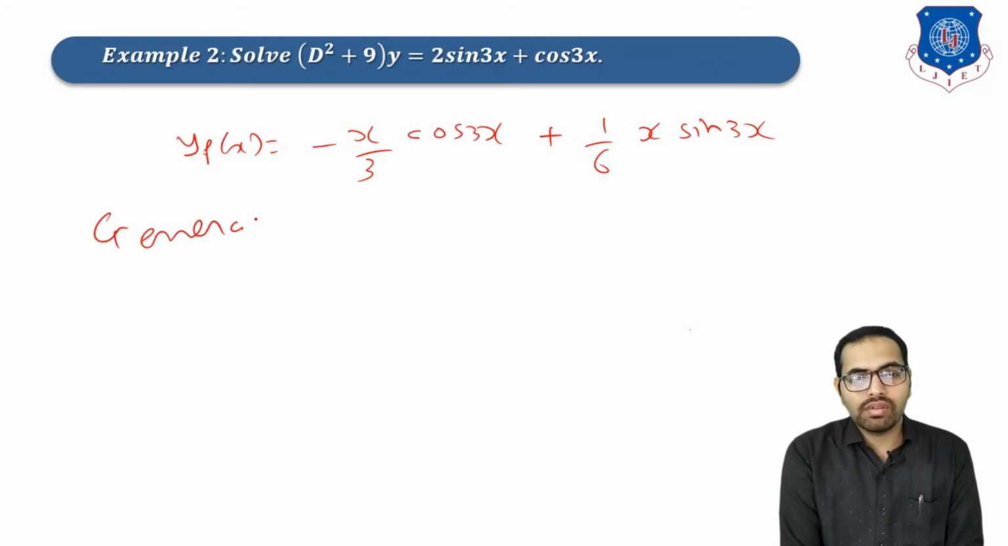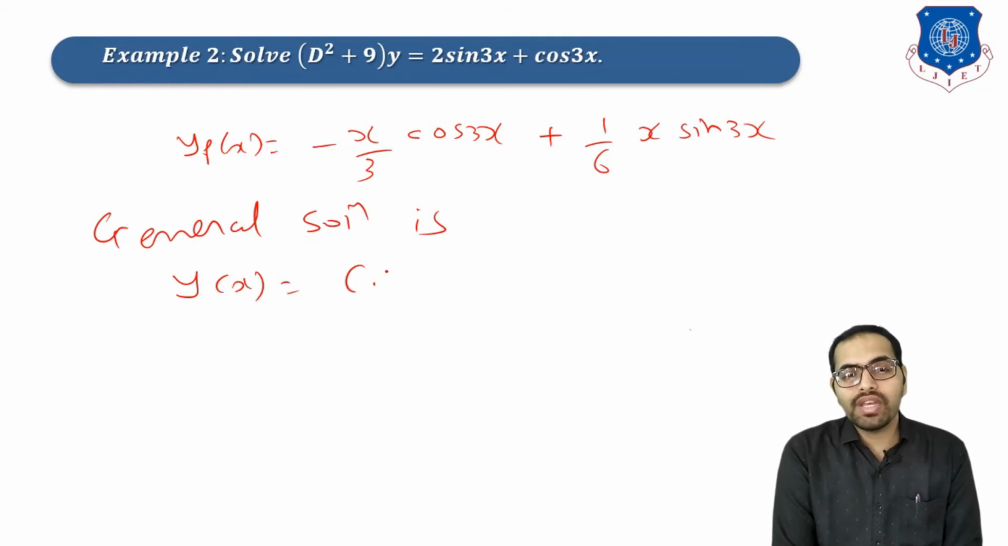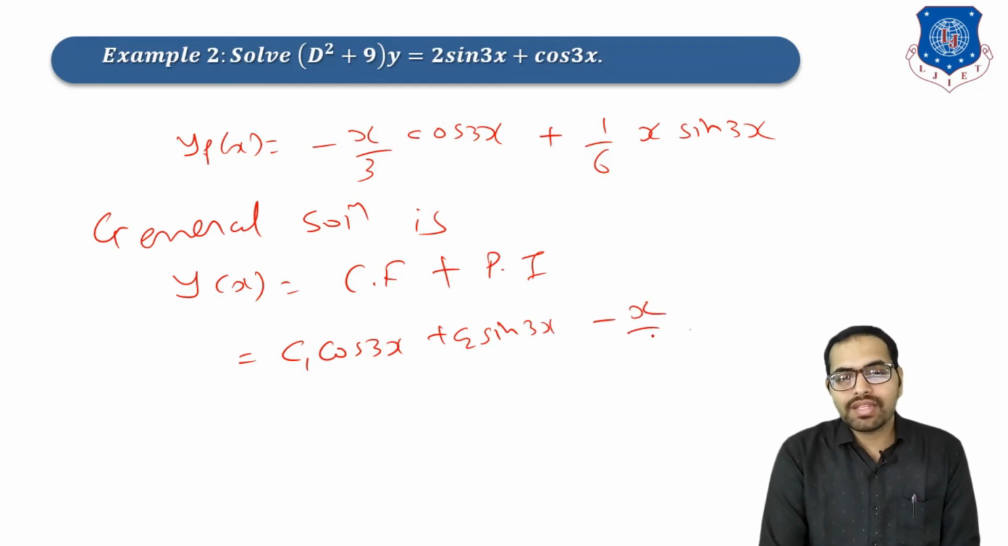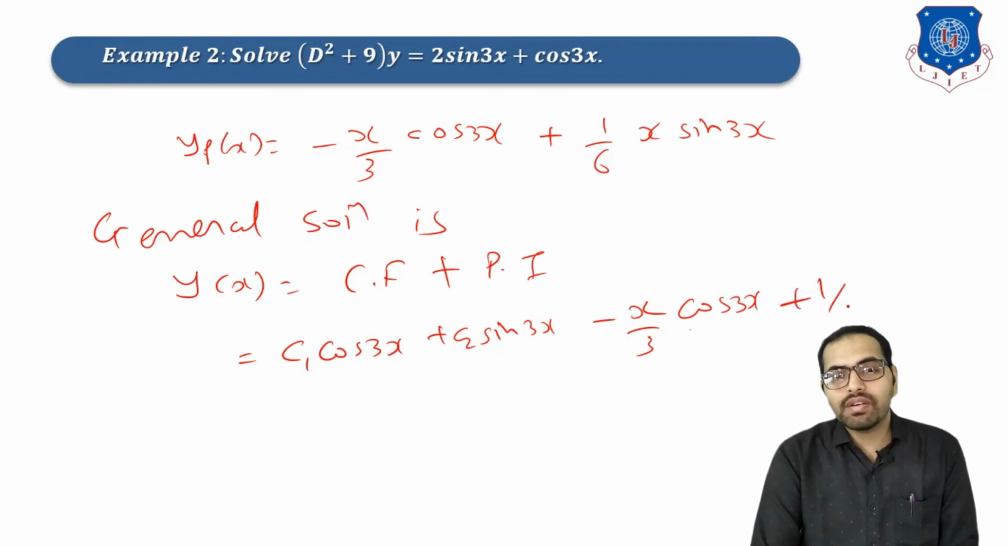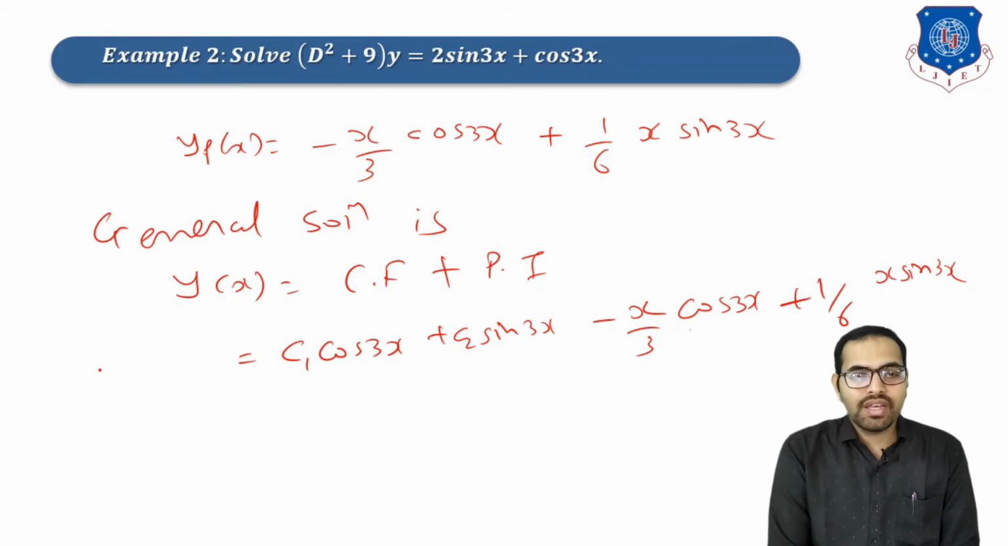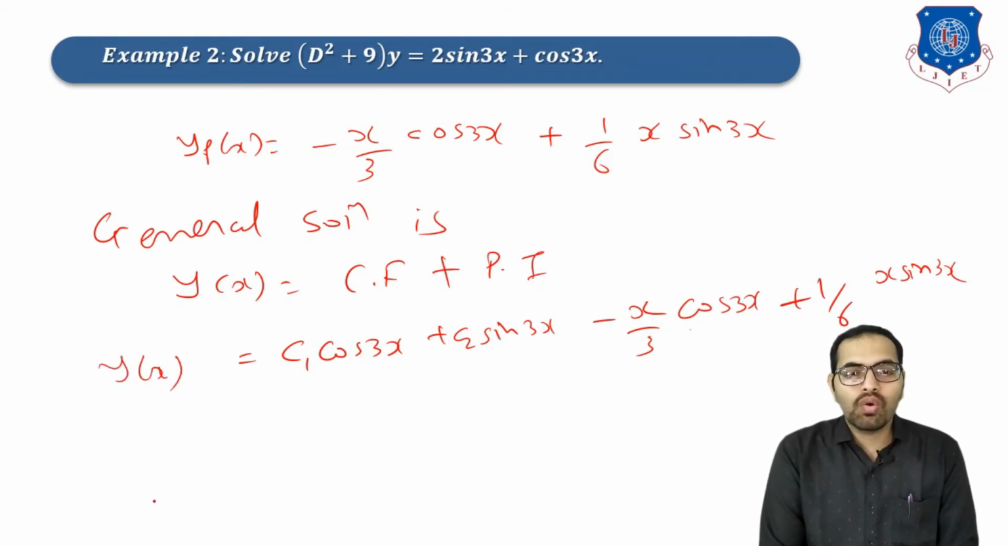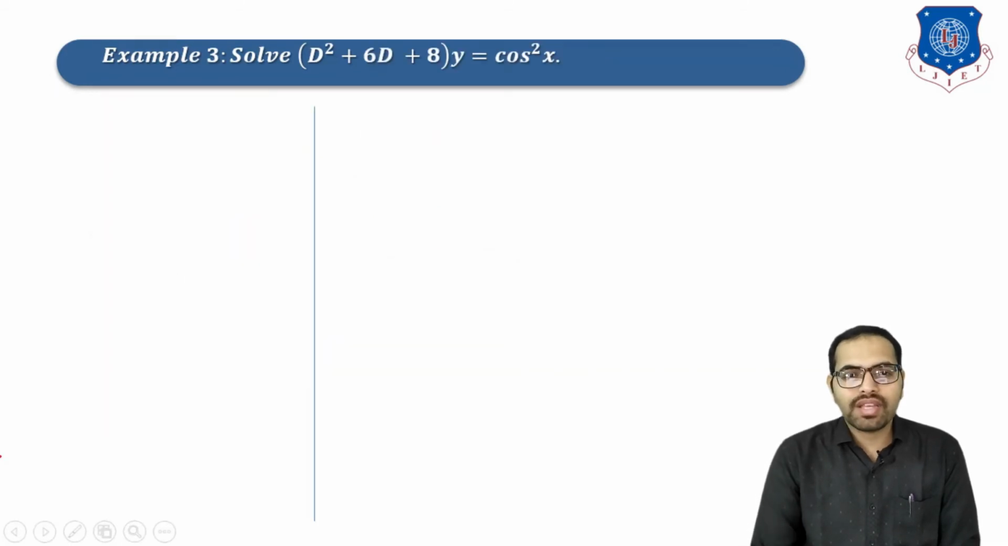Now the general solution is nothing but the combination of the complementary function and the particular integral. Substituting the values, the complementary function c1 cos 3x + c2 sin 3x, plus the particular integral, which is −x/3 cos 3x + 1/6 x sin 3x, where c1 and c2 are arbitrary constants.